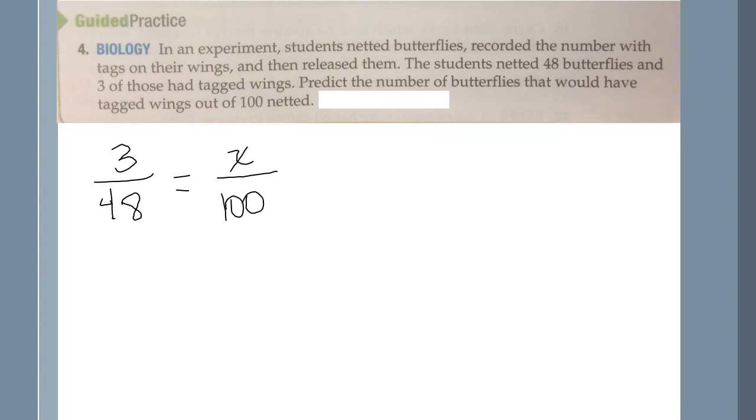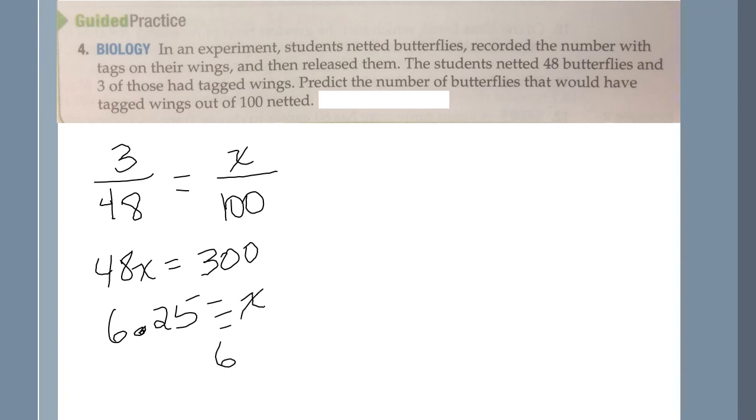We're going to have 3 out of 48 equals x out of 100. Now, here's a little trick. There are 2 ways you could do this. You could cross multiply and divide. So we'll show you that method. 3 times 100 is 300, and 48x equals 300. We divide 300 by 48, and you get 6.25, equals x. So we would say 6 is our answer.